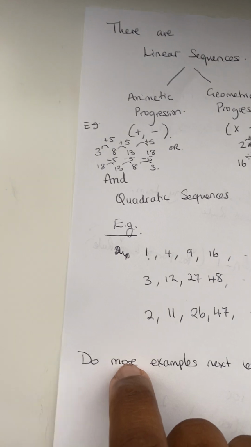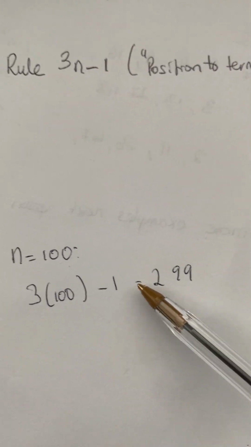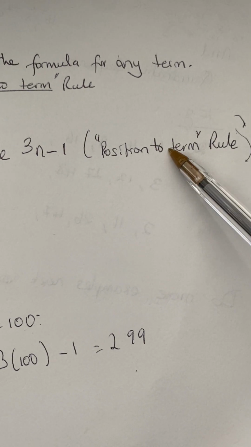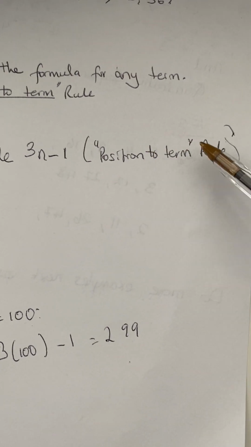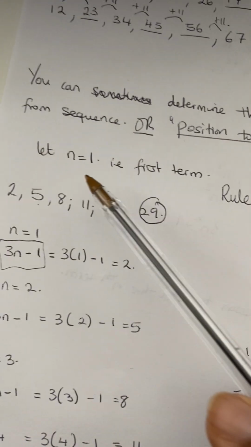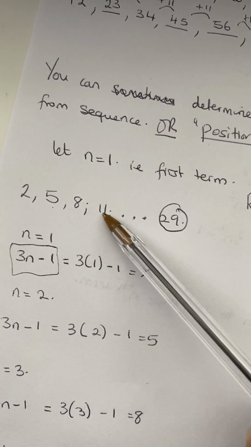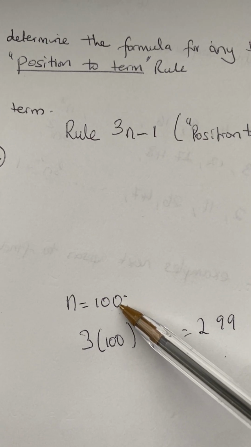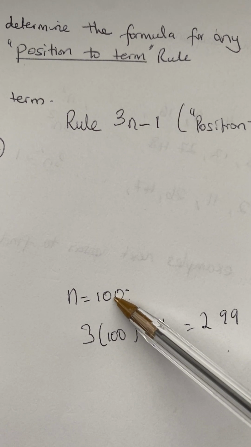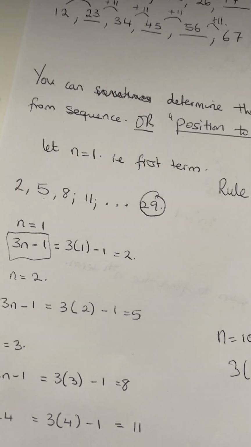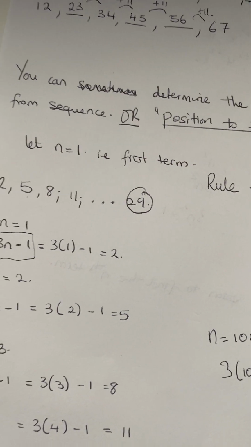I want you to go away and look at again the position to term rule, because we'll be looking at it to see how we deduce the formula you use, 3n minus 1, so that will be our rule here using the term. Okay, so even this, we can find the thousandth term. If n is 1,000, we put it in the equation and we find the 1,000th term. You don't have to be adding and adding like we were doing before.